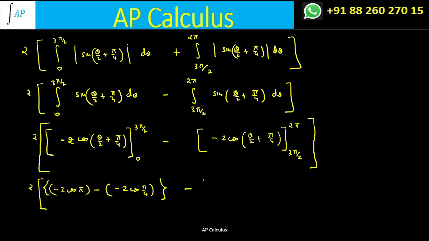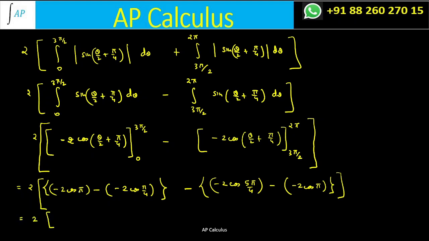Similarly, when we solve this, if you put 2 pi first, 2 pi divided by 2 is pi only, so pi plus pi by 4. So minus 2 cos of pi plus pi by 4, which is 5 pi by 4. Minus the lower limit: if I put 3 pi by 2 divided by 2, that is 3 pi by 4, and 3 pi by 4 plus pi by 4, 4 pi over 4, is pi only. So minus 2 cos of pi. This is the thing.